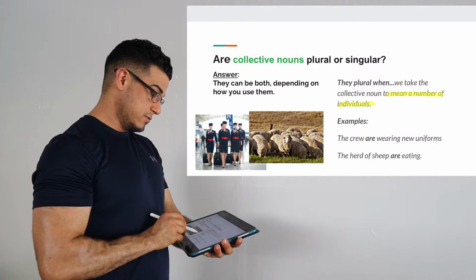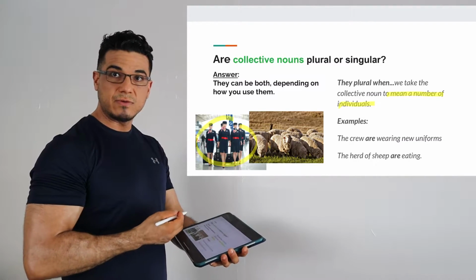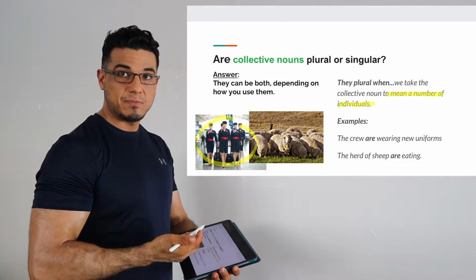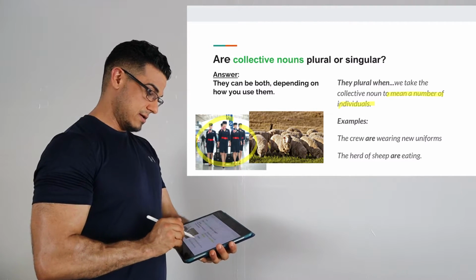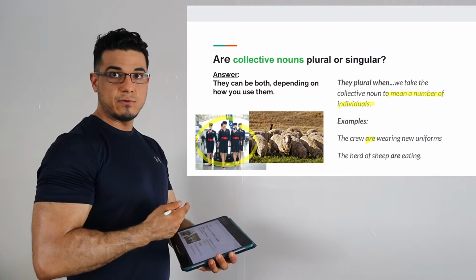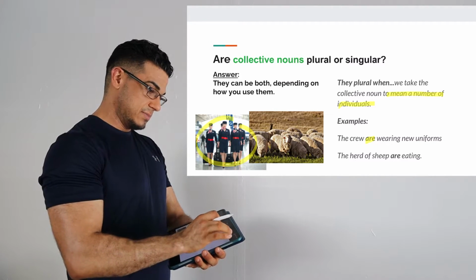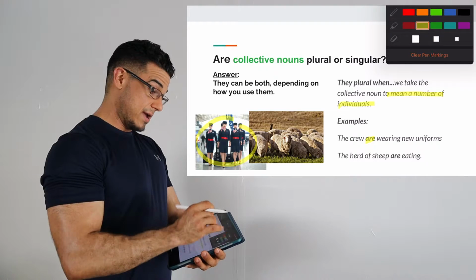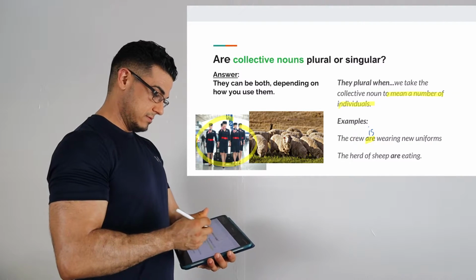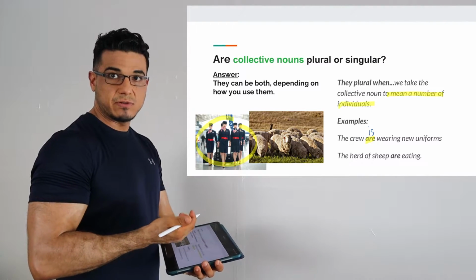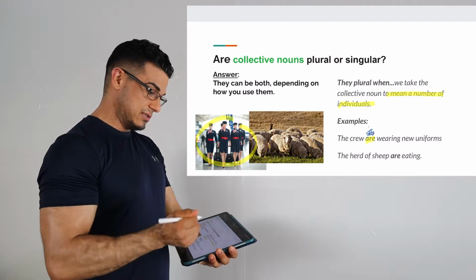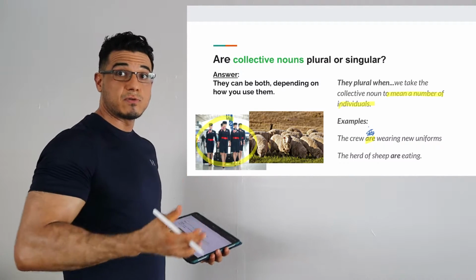Examples are the crew, and here's an example of a crew, like a crew of a ship, in this case a crew of an airline. Well, they are wearing new uniforms. You'll notice, rather than saying "is wearing new uniforms," which you could absolutely do, I'm switching it to "are" because I'm referring to them as a plurality.